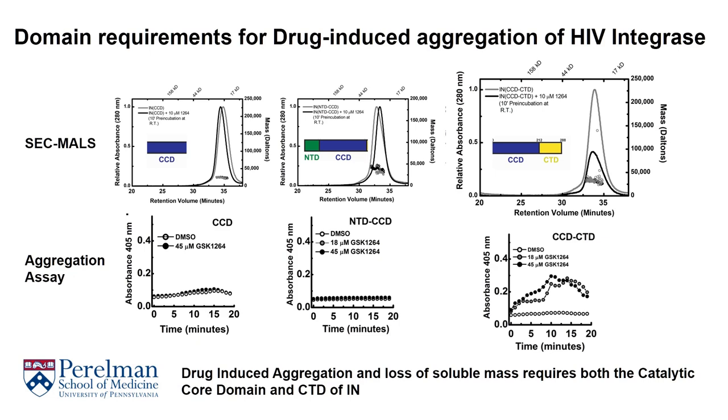Using SEC-MALS and the turbidity assay described, we can see that the treatment of truncated forms of the protein only resulted in the loss of soluble mass and aggregation when the C-terminal domain is present. As you can see from the left and middle panel series, no effects are seen when the C-terminal domain is not present by both SEC-MALS and turbidity assay. Only when the C-terminal domain is present do you see a loss of soluble protein mass by SEC-MALS, coinciding with the apparent drug-induced aggregation of the protein by turbidity assay.